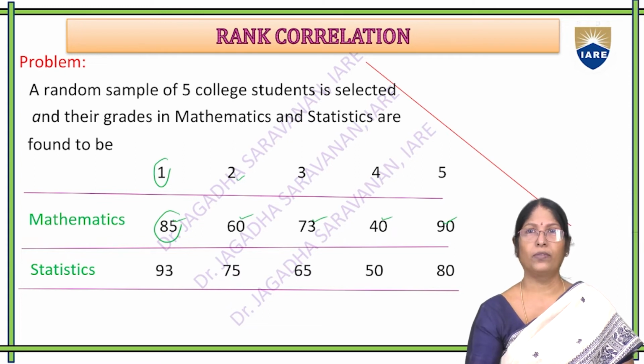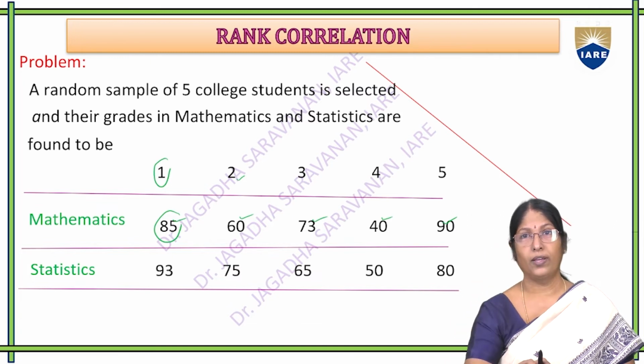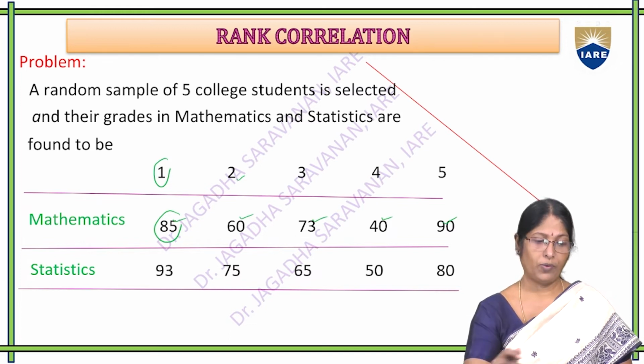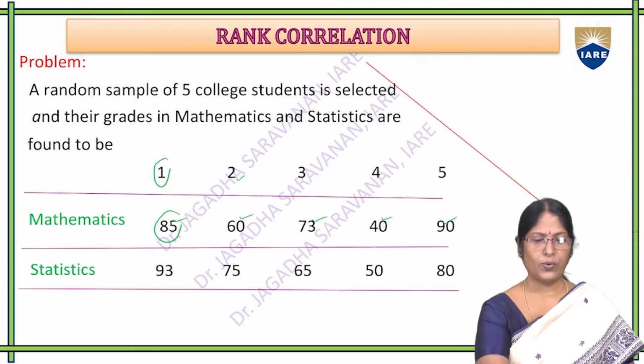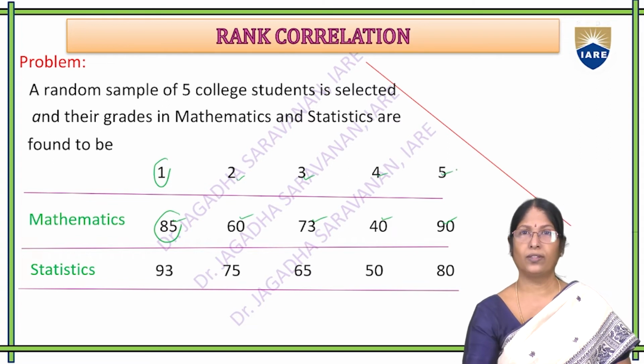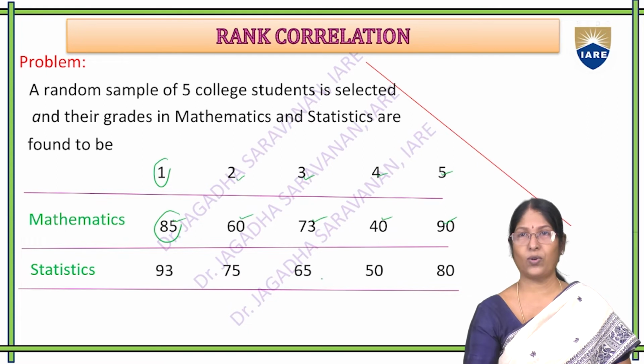In this problem, and previously we discussed 2 problems so far. What is the difference between those 2 problems and this problem? In those 2 problems, the rank is given in the question itself. But here the rank is not given. They are the first student, second student, third student, fourth student, fifth student. That's it. Their marks are given. Ranks are not given.